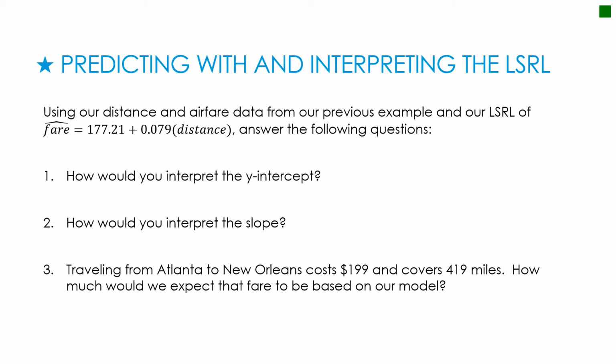So here's one for you to try. It's interpreting the slope, the intercept, and also making a prediction from Atlanta to New Orleans. So please press pause, try all 3 questions, then press play to see how you did.